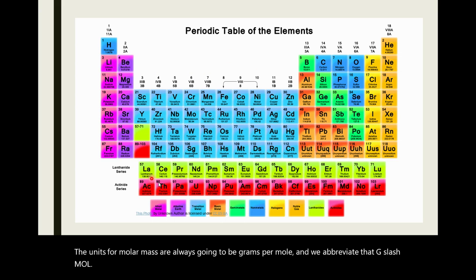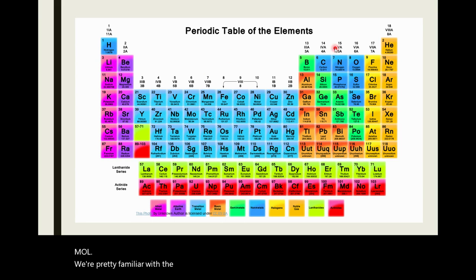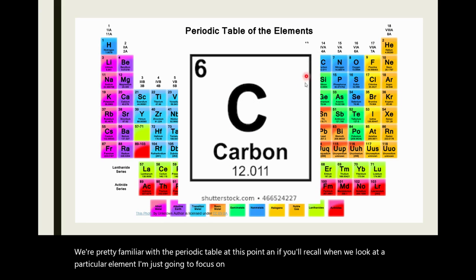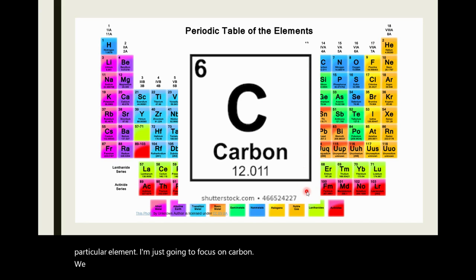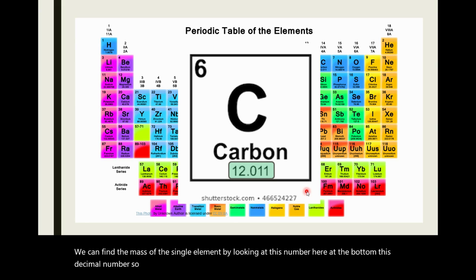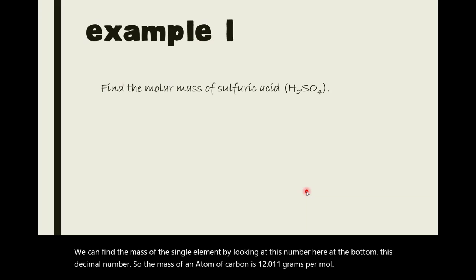We're pretty familiar with the periodic table at this point, and if you'll recall, when we look at a particular element, I'm just going to focus in on carbon, we can find the mass of the single element by looking at this number here at the bottom, this decimal number. So the mass of an atom of carbon is 12.011 grams per mole. Now that we know that, let's look at an example.